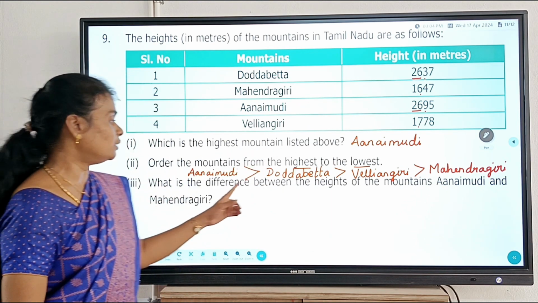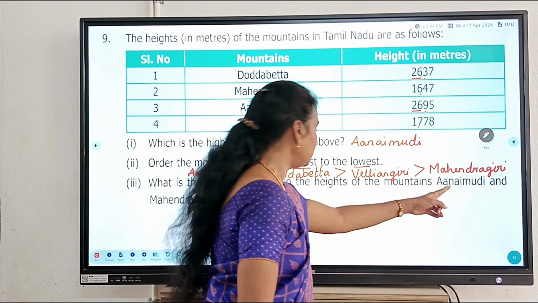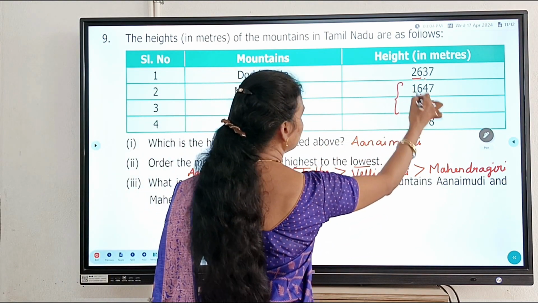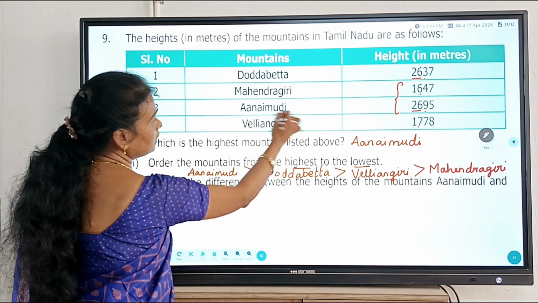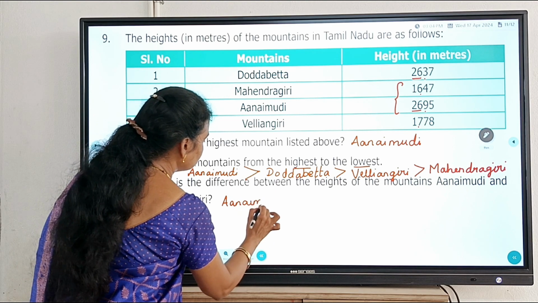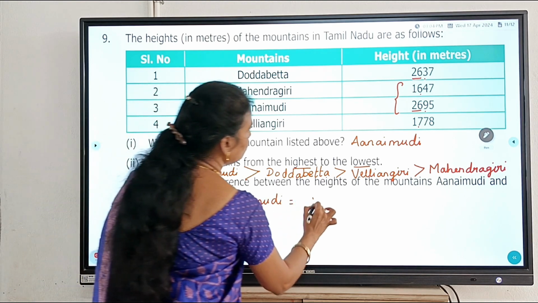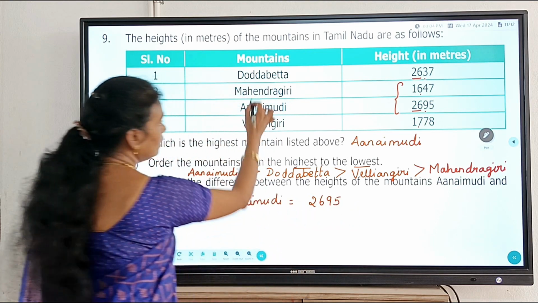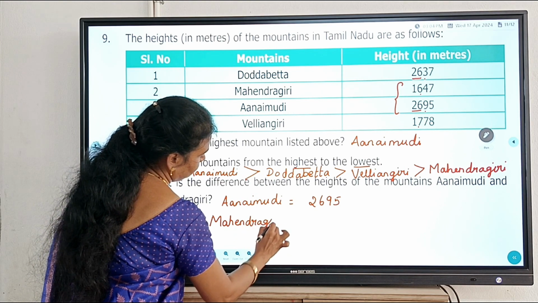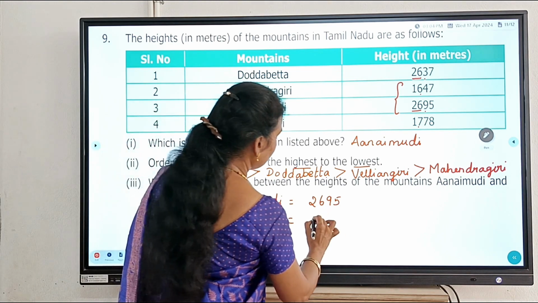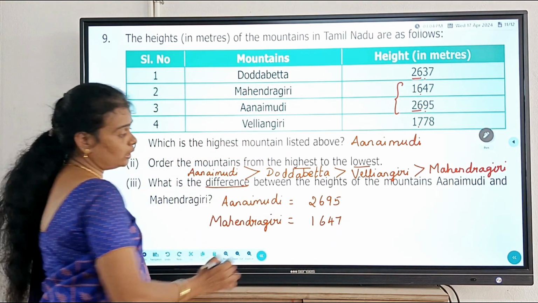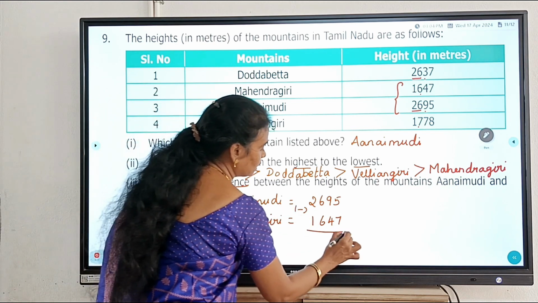Then third one, what is the difference between the heights of the mountains Anamudi and Mahendragiri? So Anamudi and Mahendragiri, these 2 mountains, you must find the difference in heights. So which is the highest one here after comparing these 2? It is Anamudi. So the height of Anamudi is 2695. And the next one, Mahendragiri. Height of Mahendragiri is 1647. You must find the difference. How will you find the difference? That is, you must subtract these two numbers.